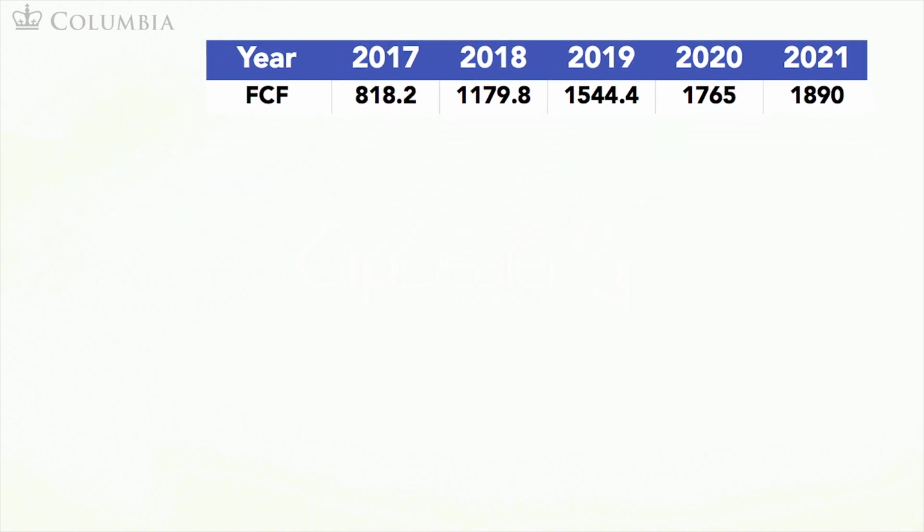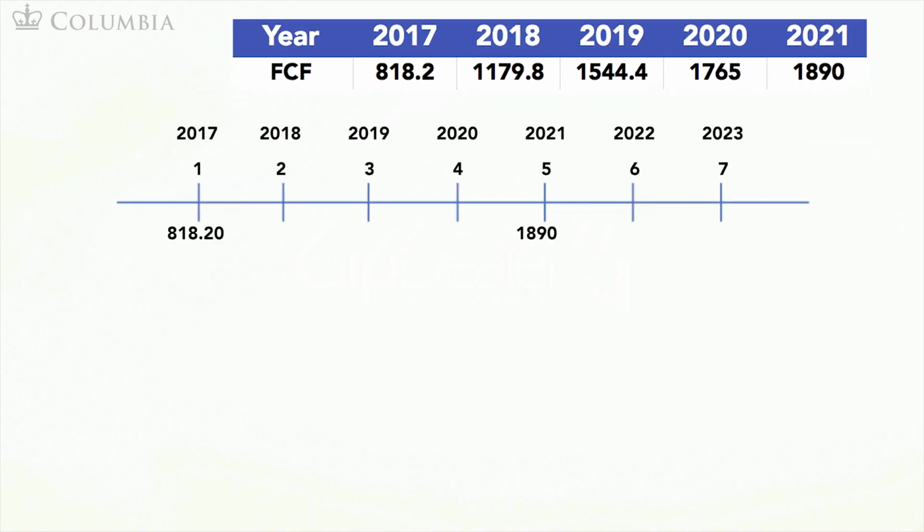Let's first place the cash flows in a timeline. 2017 is year 1, 2018 year 2, and so on. The table gives us the cash flows for 2017 to 2021, that is from year 1 to year 5. For year 6 on, we will assume that the cash flow grows at 5%. That is, the cash flow in 2022 is the cash flow in 2021, or 1890 times 1 plus 5%, or 1984.5. We can do this for all the other years.